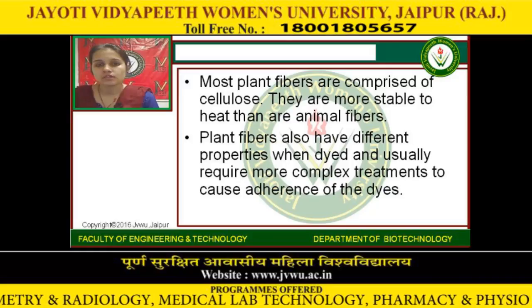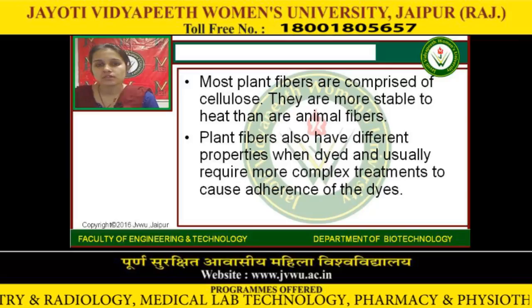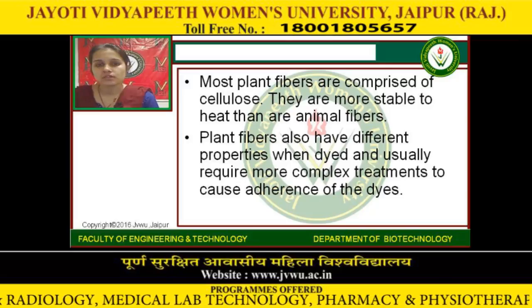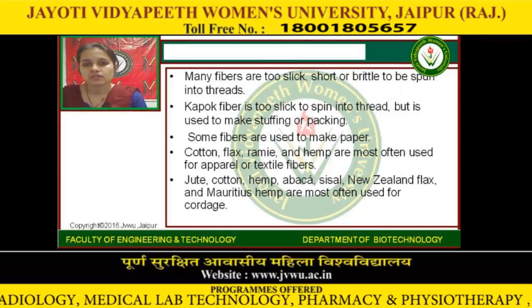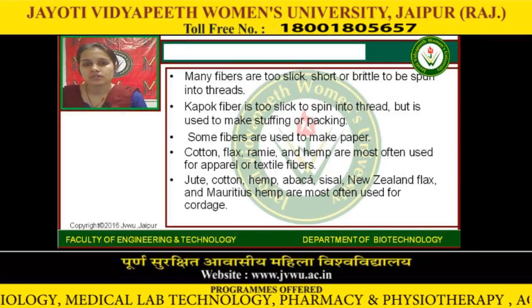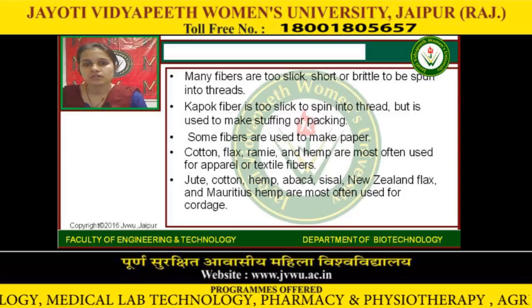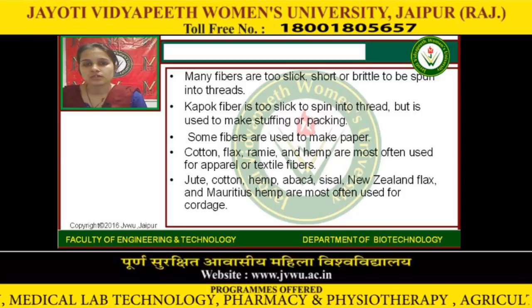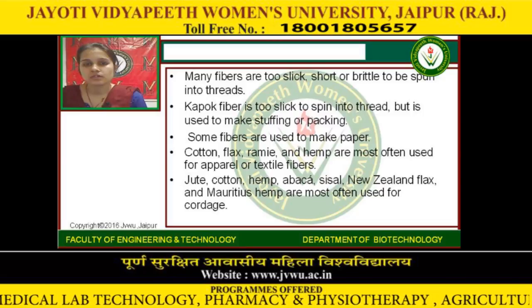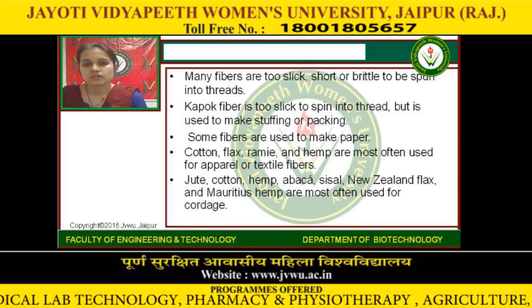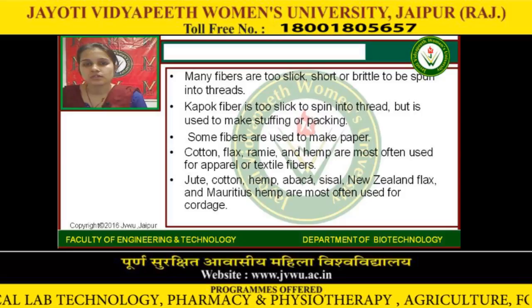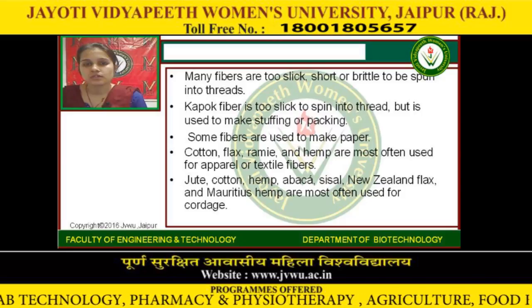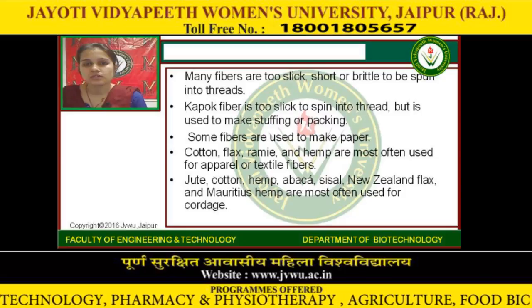Plant fibers also have different properties when dyed and usually require more complex treatments to cause adherence of the dyes. Many fibers are too slick, short or brittle to be spun into threads. Kapok fiber is too slick to spin into thread but is used to make stuffing or packing. Some fibers are used to make paper.